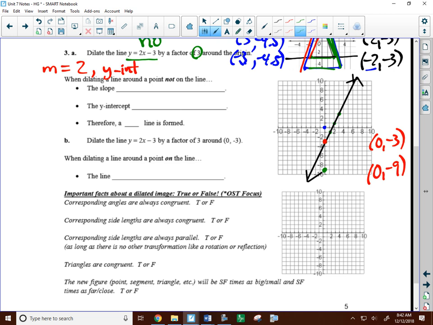By the way, you also could have just done this. You could say, here, this is 3 lengths away from the origin, times 3. It needs to be 9 units away. That would be there. Okay, so the y-intercept is -9, and I do the same slope, slope of 2. And so there's my line. Up 2, right 1.